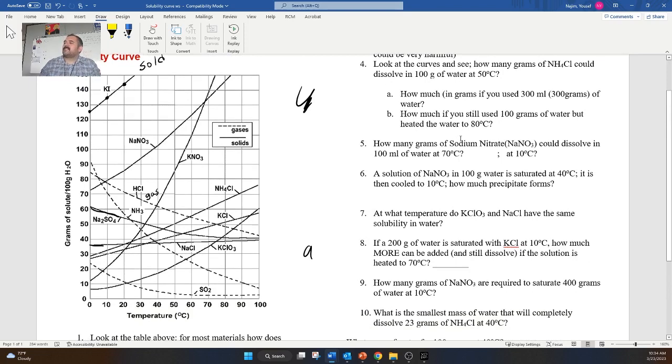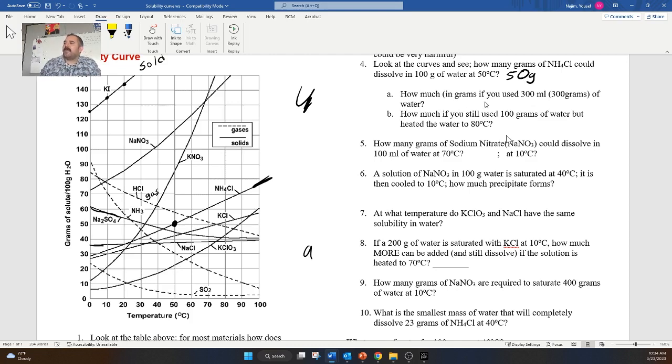Look at the curves and see how many grams of NH4Cl could dissolve in 100 grams of water at 50 degrees Celsius. So we're looking for NH4Cl. NH4Cl is right here. It's this one. And we're looking at 50 degrees C. At 50 degrees C, how many grams can we dissolve? So 50 grams.